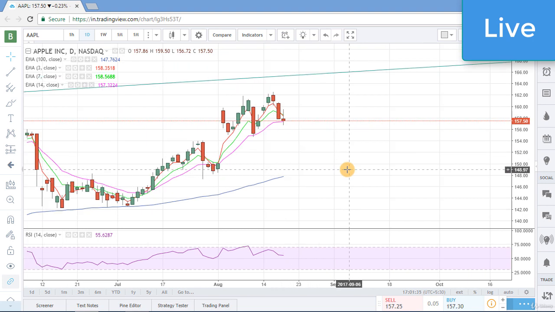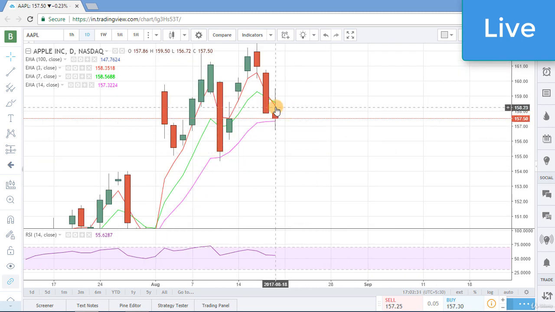Now I would like to conclude the position of this stock. In the first situation, it can happen that this red line will also cross this pink line, and after that this green line will also cross this pink line.